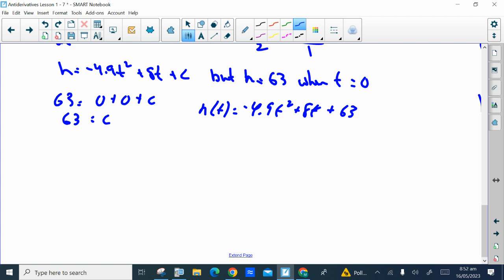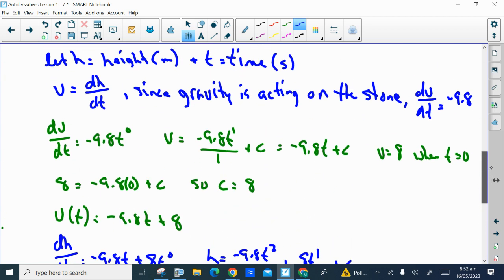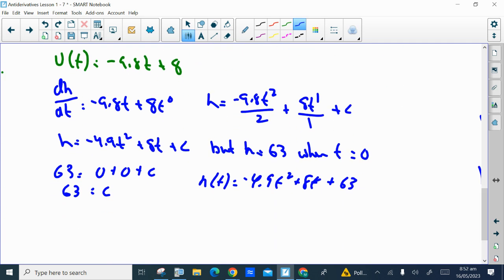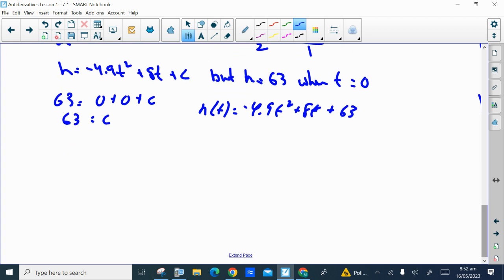And you see, it's not a coincidence that, again, the initial term is negative 4.9. You can see that that came from acceleration due to gravity. It's not a coincidence that that middle coefficient is 8. That is the initial velocity of the stone. And it's not a coincidence that the constant is 63. That is the initial height. It is the height at time equals 0. Okay, so those coefficients, they come from somewhere.